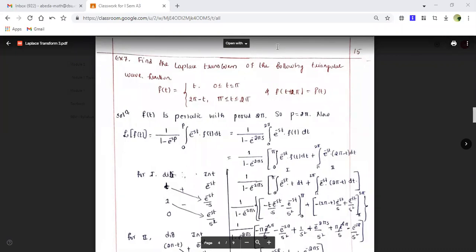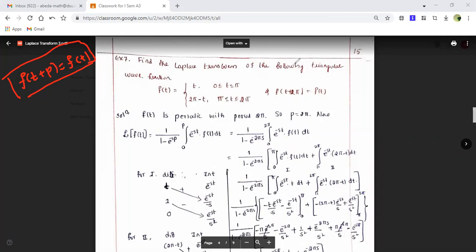As I explained yesterday, if a function satisfies f of t plus p is equal to f of t, then we call this function a periodic function with the period p. For more detail about the periodic function, I've done one video and I'll be uploading it on YouTube. Just go through that if you want more details. For your syllabus, only the definition and the examples are there, so I'm dealing with it here.